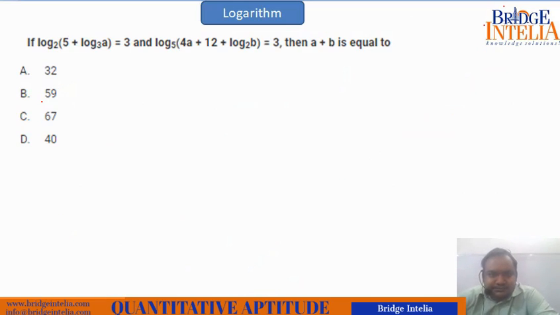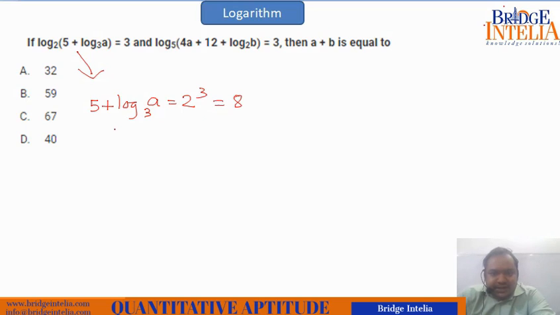Now again, a very good question, almost along this same line. So we'll do this step by step. Let's first solve only this portion. So 5 plus log a to the base 3 can be written as 2 cube, by the exponent rule. So this is equal to 8.